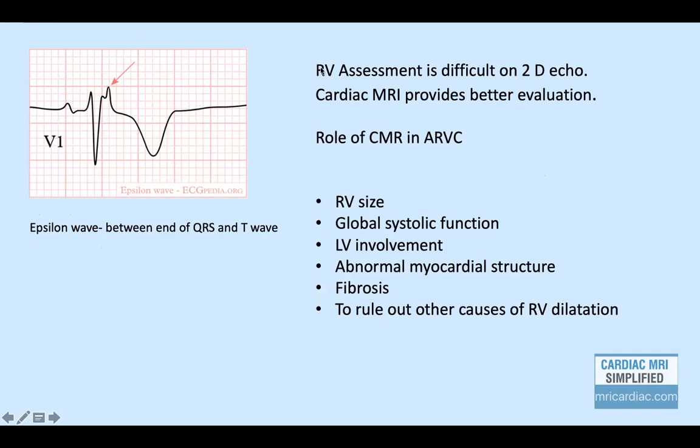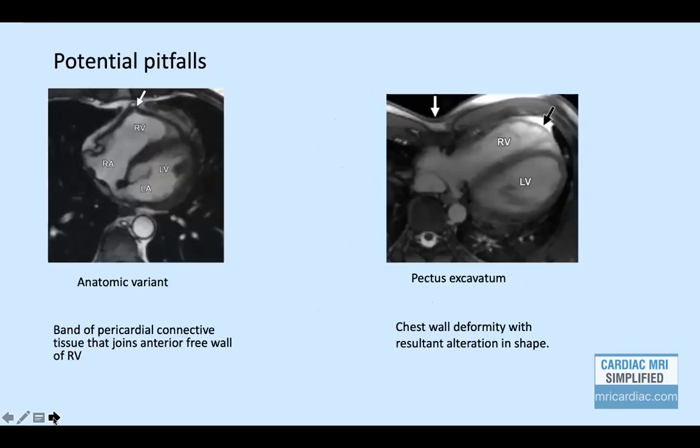Now, as we know, RV assessment is always difficult on 2D echo, and hence cardiac MRI provides better evaluation. Cardiac MRI gives you RV size and RV function. It assesses LV involvement in case of any abnormal myocardial structure or fibrosis, and it also rules out any other causes of RV dilatation. So whenever there is a suspicion of arrhythmogenic cardiomyopathy, cardiac MRI has an important role.